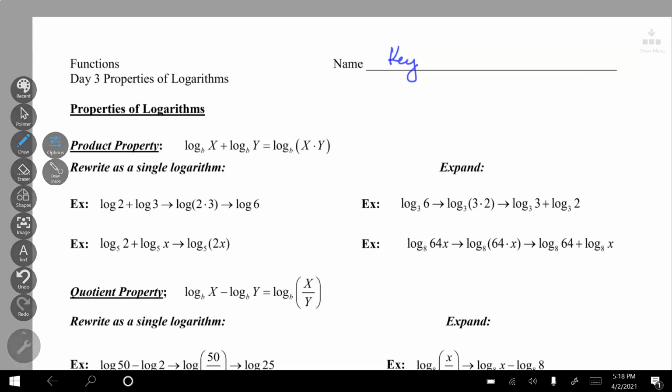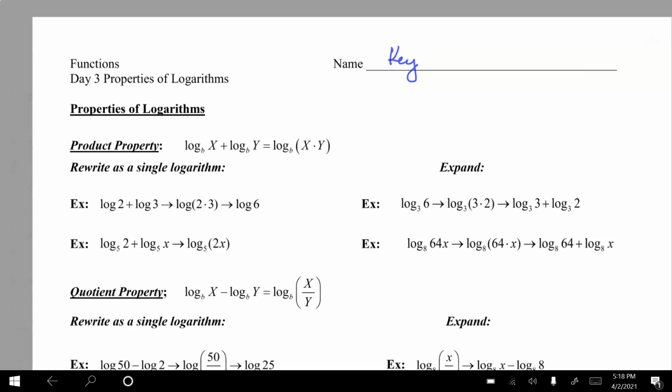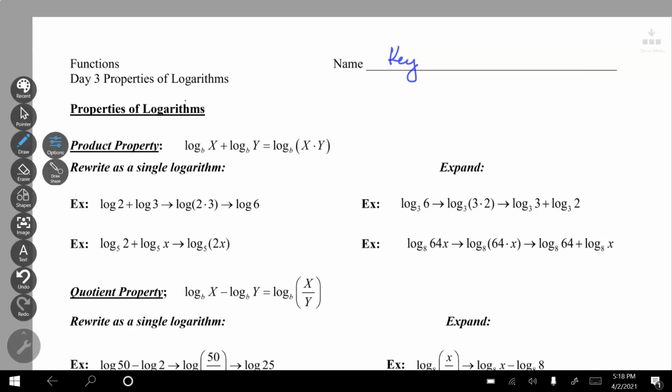Welcome to day 3. We're going to work on properties of logarithms. So we talked about logarithms last class, kind of how they're finding these exponents. So just like we had on day 1, properties of exponents, we're going to have properties of logarithms. They're going to be very similar. So these properties that we're going to work on, they work in both directions.